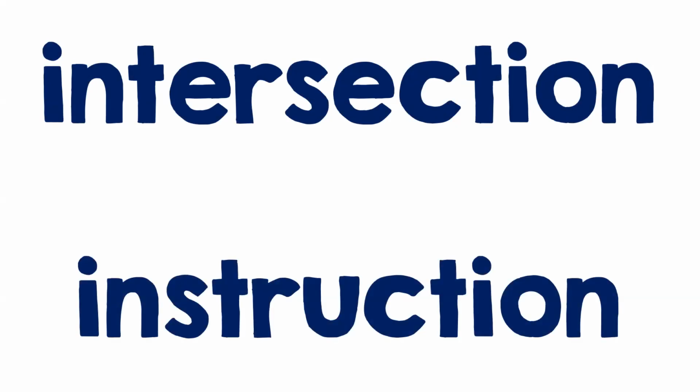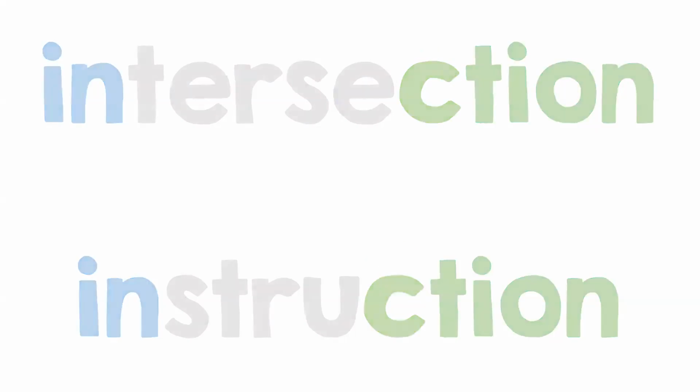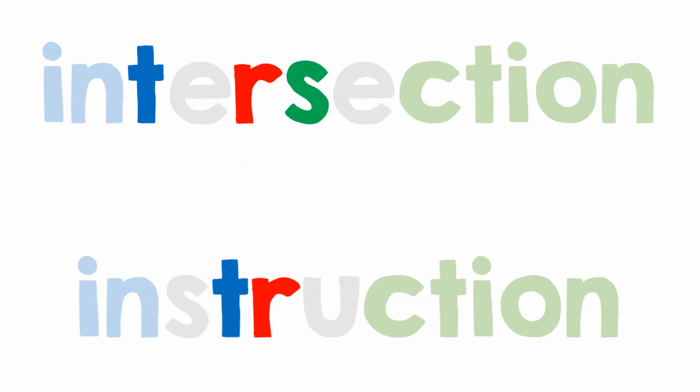Now, I'm going to talk about the difference with intersection and instruction. They start and end the same way. This one's a little different. There's even a C attached to the tion, all right? See, get it? C? So let's look at the middle. Up top, TRS in intersection. There is a TRS in instruction, but the S comes before the TR.